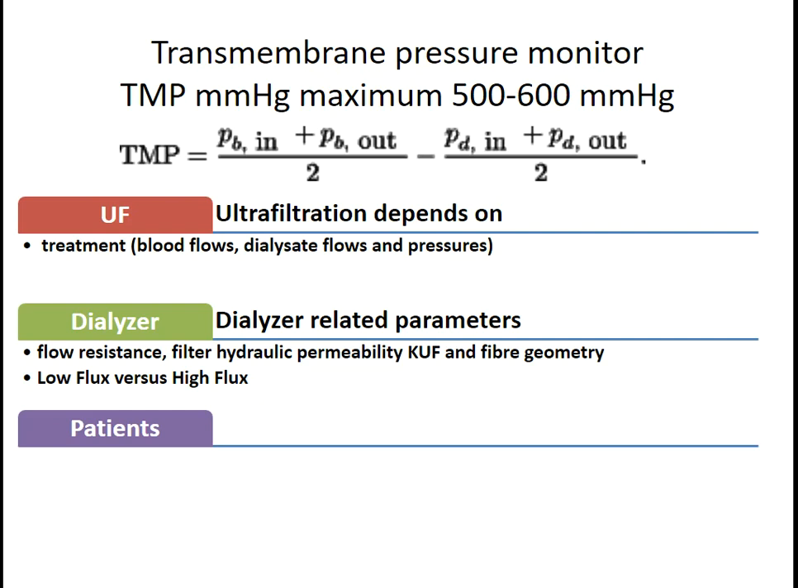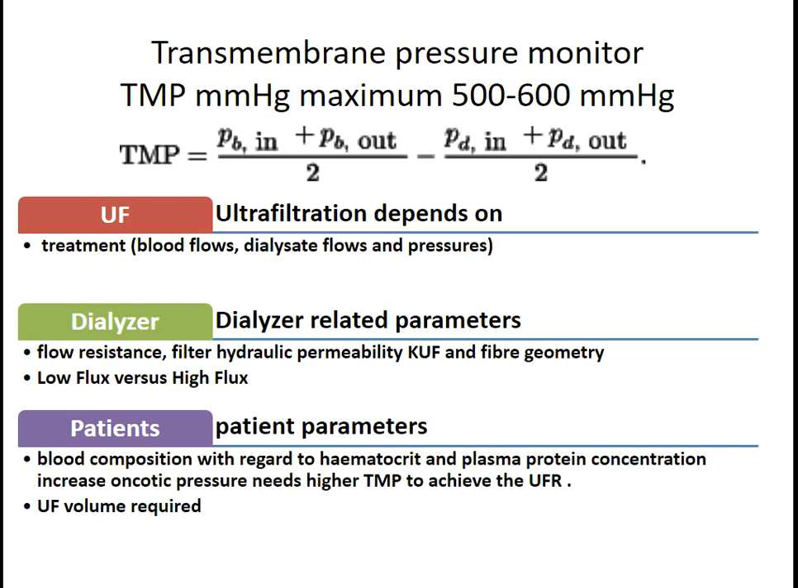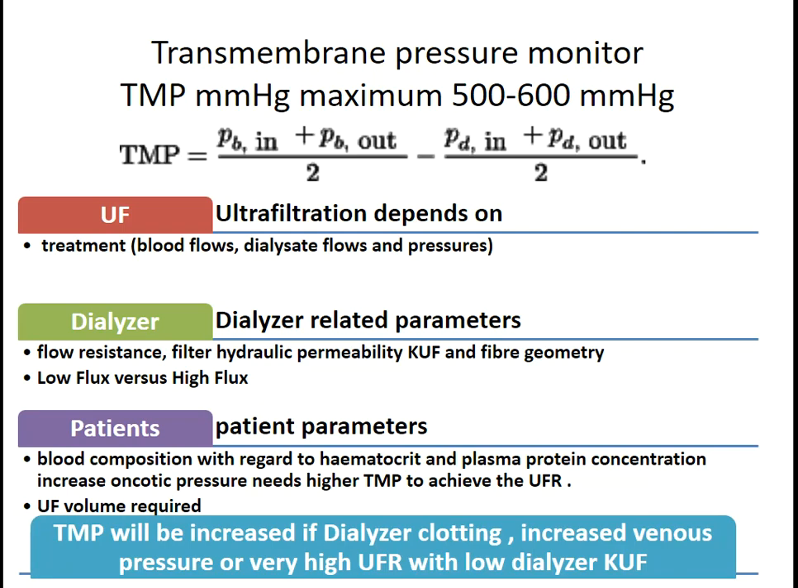Some patient parameters can control as well how much fluid is removed. Blood composition with regards to hematocrit and the plasma protein concentration, increased oncotic pressure, needs higher transmembrane pressure to achieve the ultrafiltration rate. As well, how much ultrafiltration volume is required for each patient. Transmembrane pressure will be increased if dialyzer clotting happens, an increase in the venous pressure, or a very high ultrafiltration rate is required with a low dialyzer KUF.